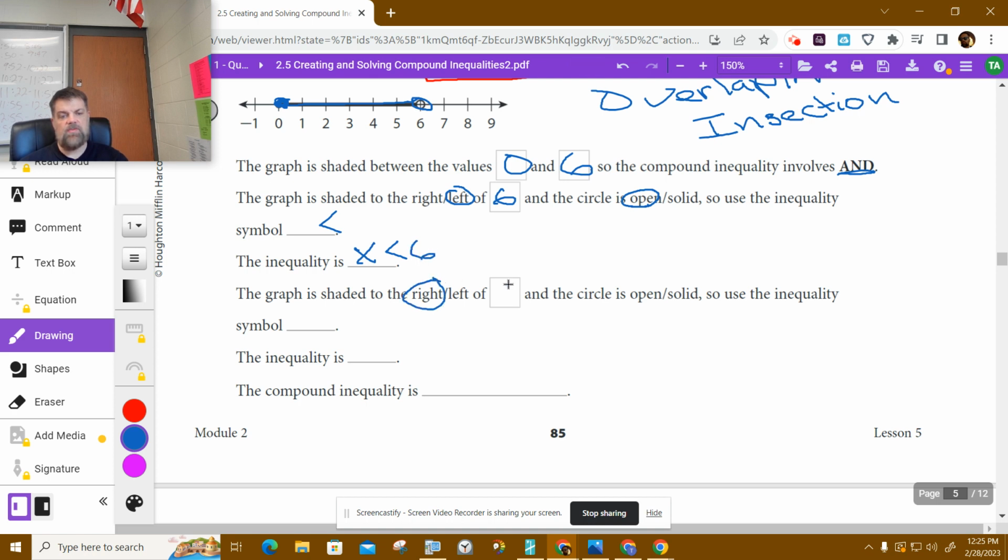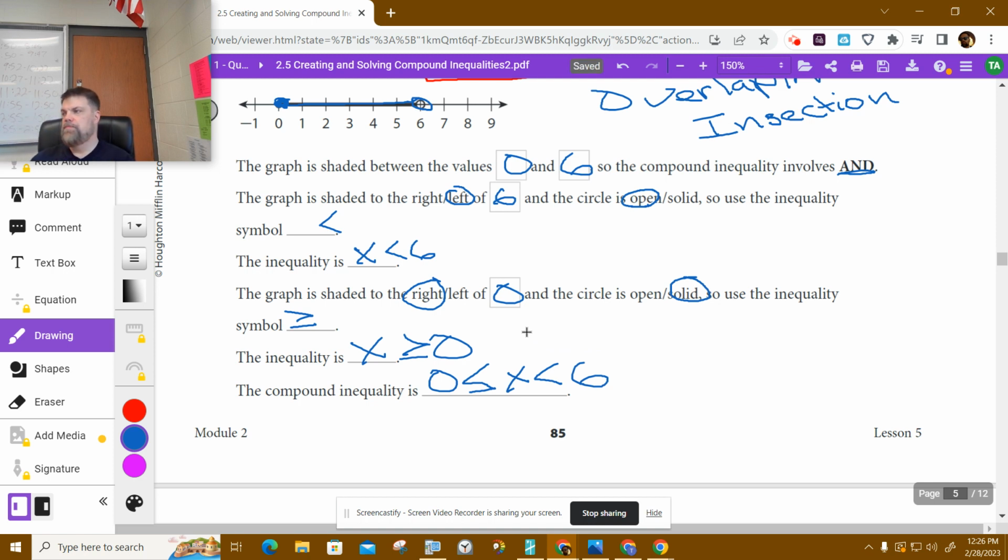Now, when it's shaded to the right of 0 and it has a solid circle, then I would say greater than or equal to. So this is x is greater than or equal to 0. So then the compound inequality, believe it or not, can actually be written as 0 is less than or equal to x is less than 6. Whoa, that's crazy. Any questions on that? I'll leave that up there for a second for you guys to write it down.